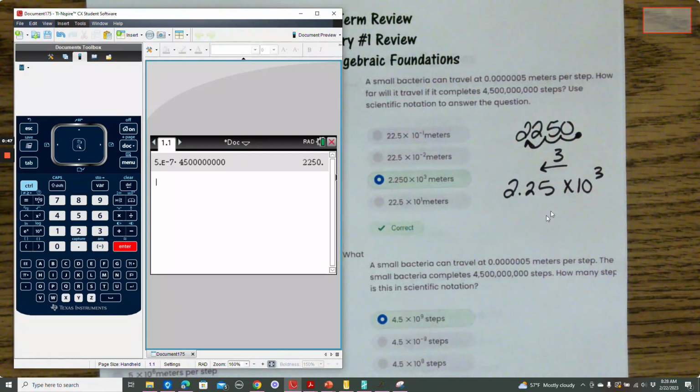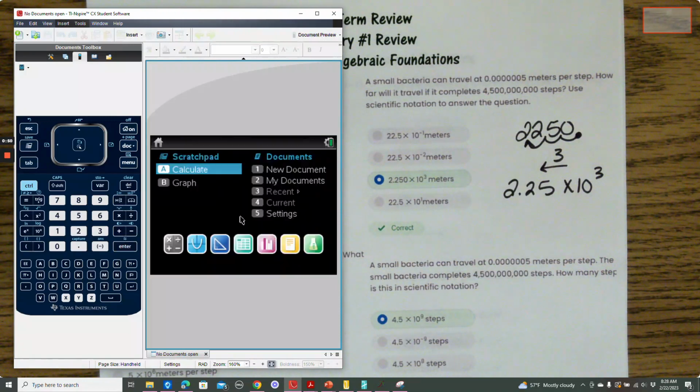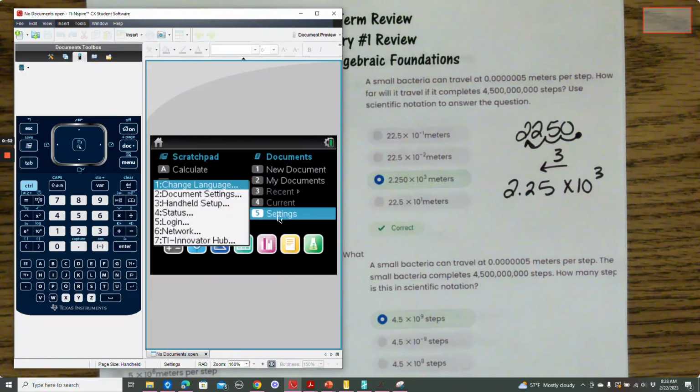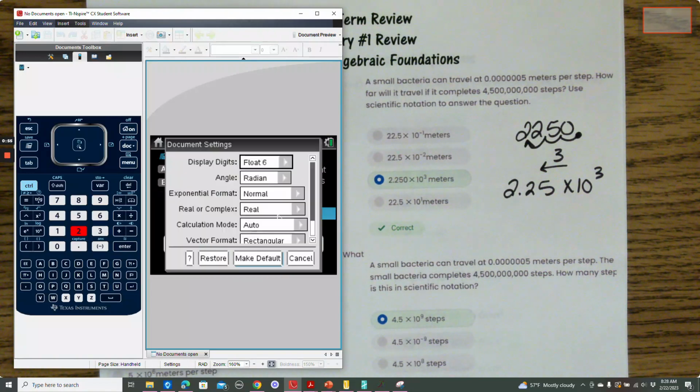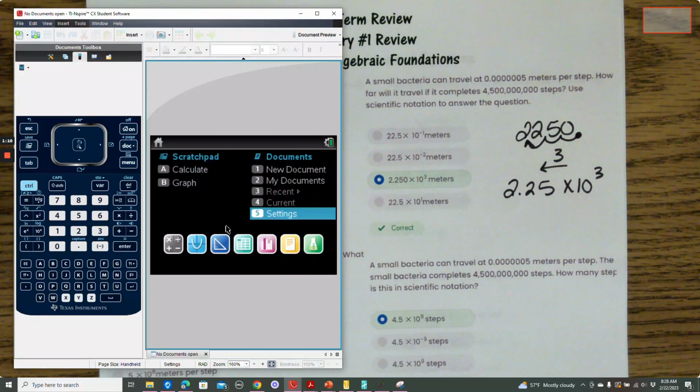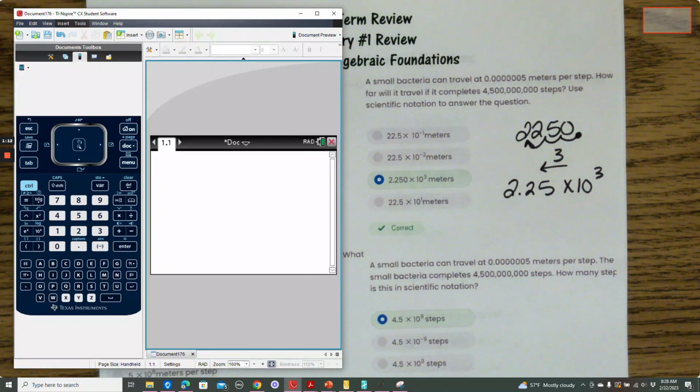To put your calculator into scientific notation, you're going to go to Settings. And then you're going to go to Document Settings. And then you're going to change the exponential format to scientific. That stays the same. That stays on real. And then the calculation mode becomes approximate. And then you're going to make default. Make sure that you undo that, though.